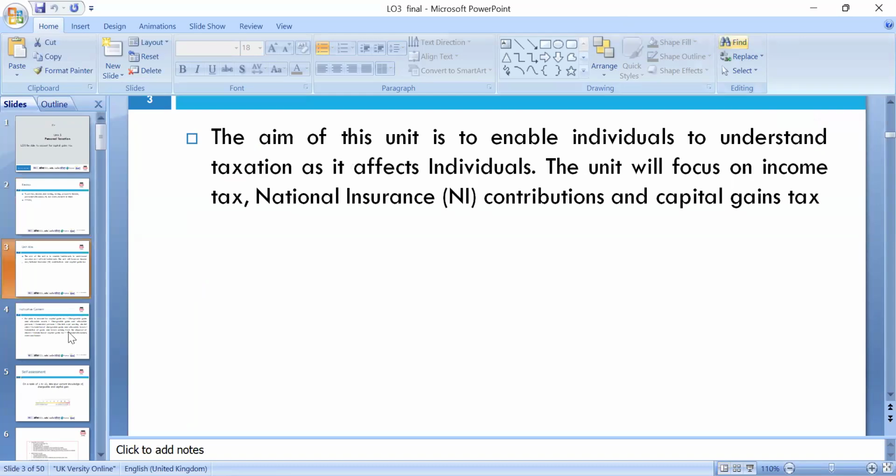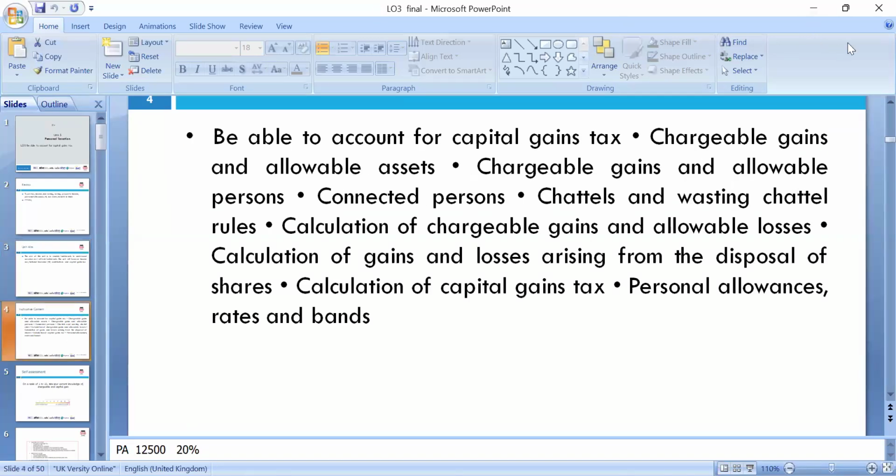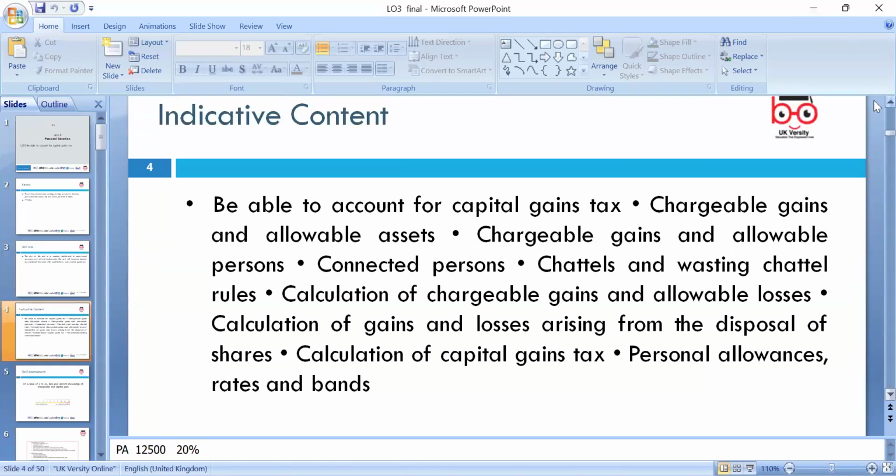We discussed the aim of this unit, and today's lesson indicative content: being able to account for capital gains tax, chargeable gains, allowable assets, chargeable persons, connected persons, chattels, wasting chattels rules. We'll go through the calculation of chargeable gains, allowable losses, calculation of the gains and losses arising from the disposal of shares, and the calculation of capital gain. Overall the discussion will cover all these assessment criteria.